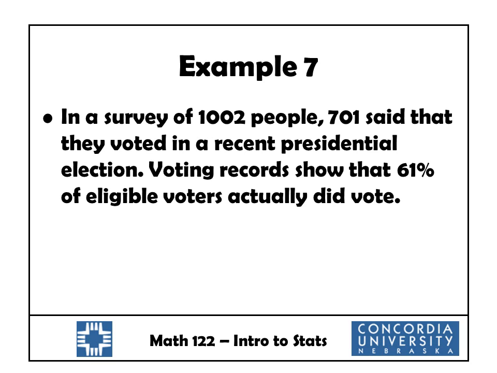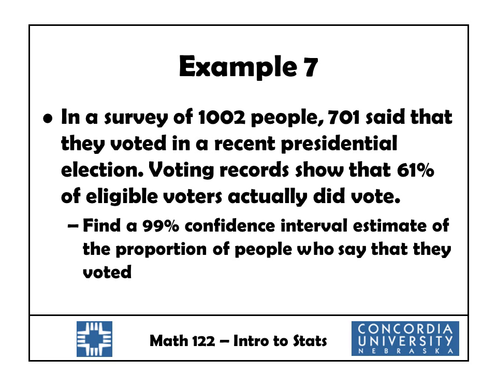Now let's look at one last example of using confidence intervals. In a survey of 1,002 people, 701 said they voted in a recent presidential election. So in that sample, about 70% said they voted. However, voting records show that 61% of eligible voters actually did vote. So it looks like something's going wrong here. 70% of people said they voted, but actually 61% did. Let's use this information to find a 99% confidence interval estimate of the proportion of people who say they voted.